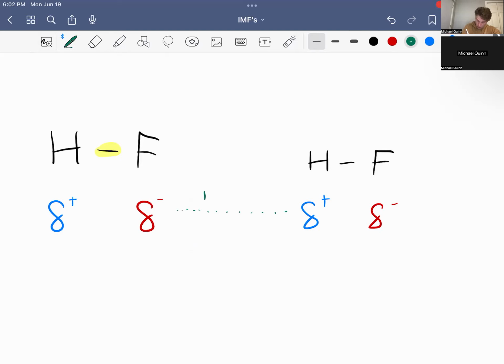This is an intermolecular force called the dipole-dipole interaction.